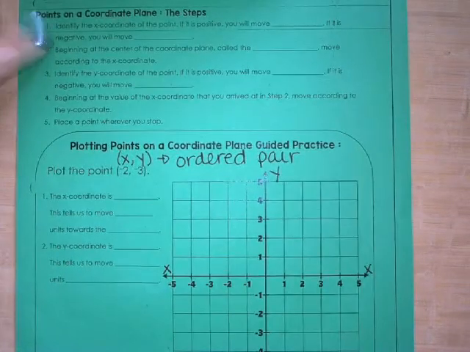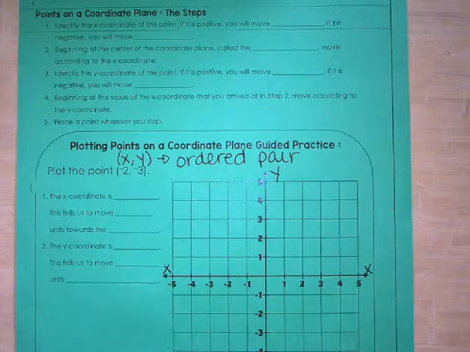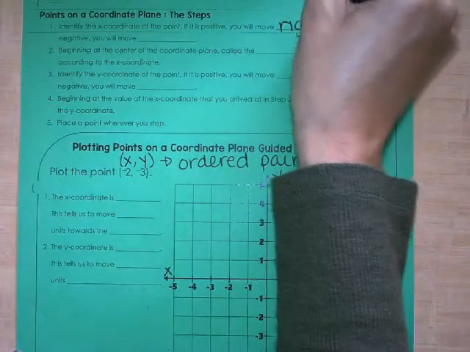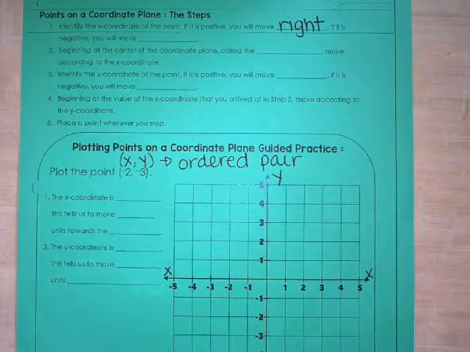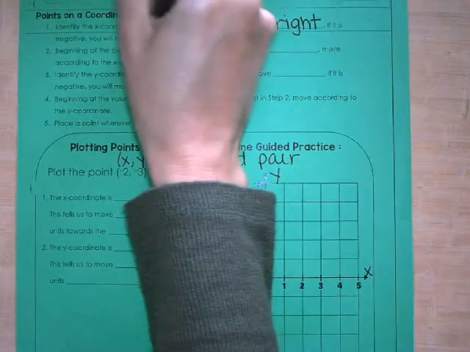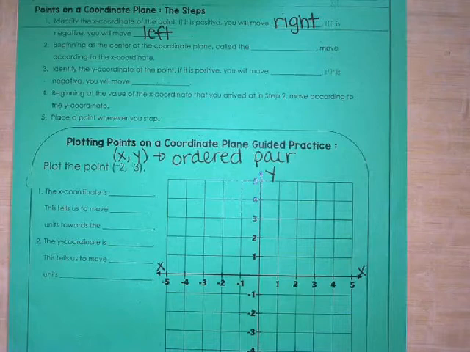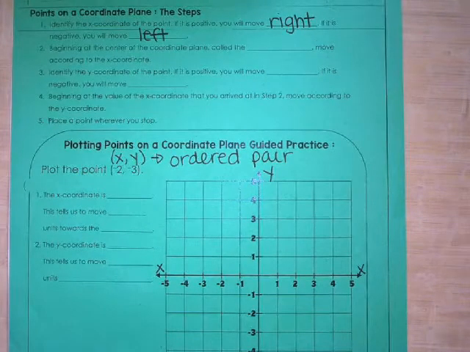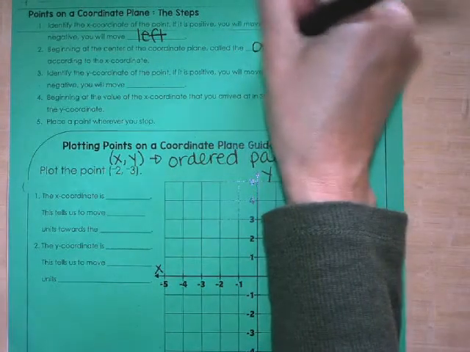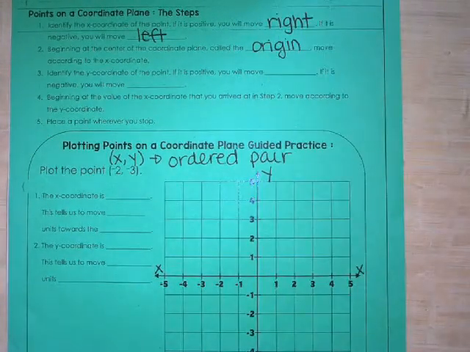So if I go back up to step number 1, it says identify the x-coordinate point. If it's positive, you will move what direction, everyone? You will move to the right. If it's negative, you will move to the left. And then step number 2, beginning at the center of the coordinate plane called the origin, move according to the x-coordinate.